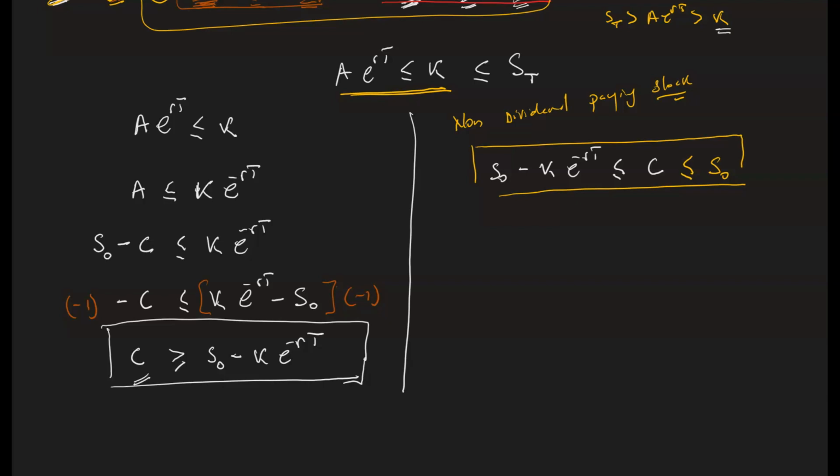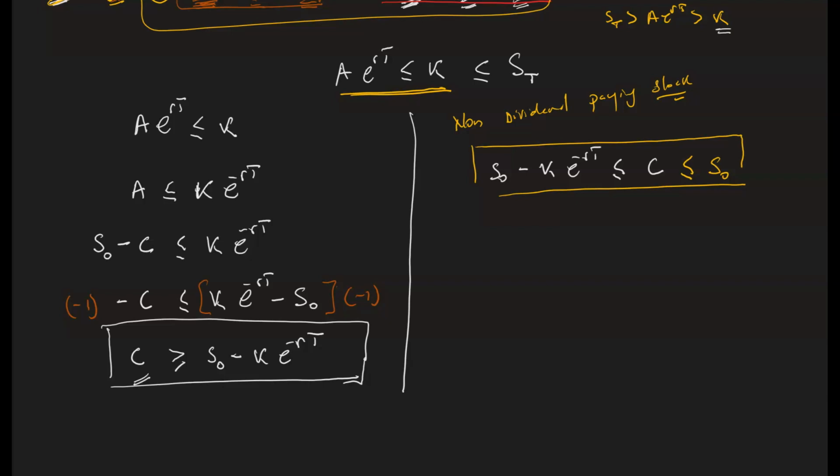Now, if the stock does pay a dividend, what do we do? How do we adjust this to reflect the fact that the stock actually does pay some dividend? Well, the way we can adjust for that is, of course, by correcting the value of the underlying to capture that dividend payment. And so that correction would essentially be as follows.